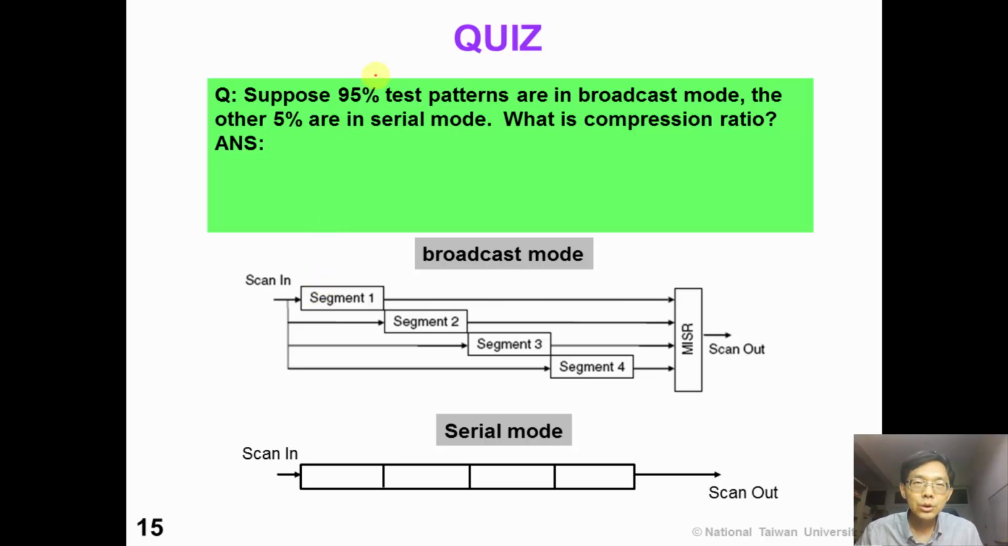Now it's time for you to work on this quiz. Consider this Illinois scan. Suppose 95% of test patterns can be applied in the broadcast mode, and the remaining 5% has to be applied in serial mode. Please calculate the compression ratio for this Illinois scan. Now please pause the video and work on this quiz.